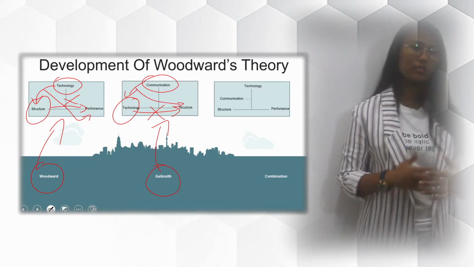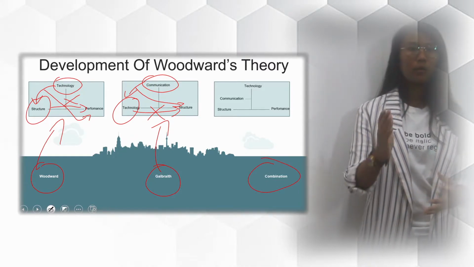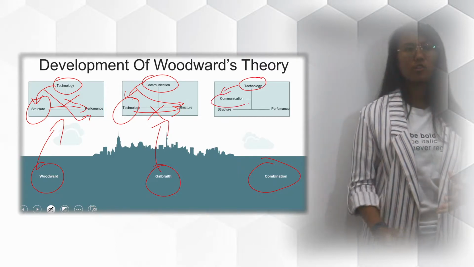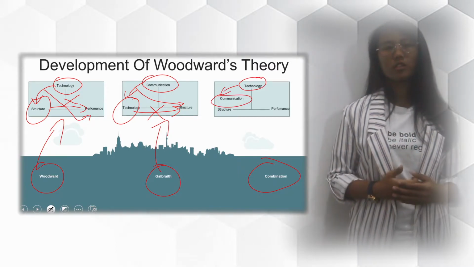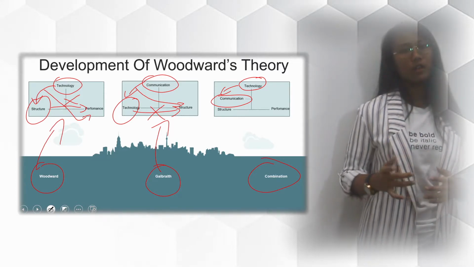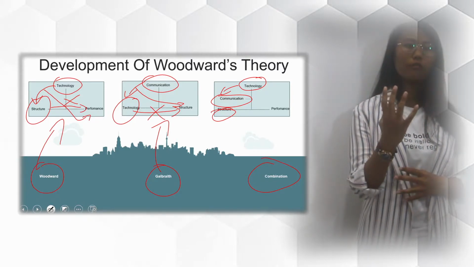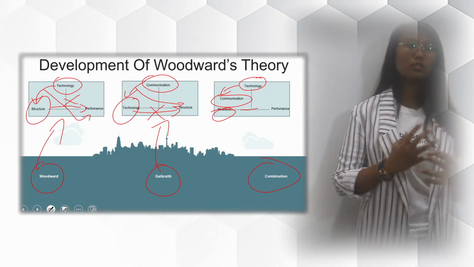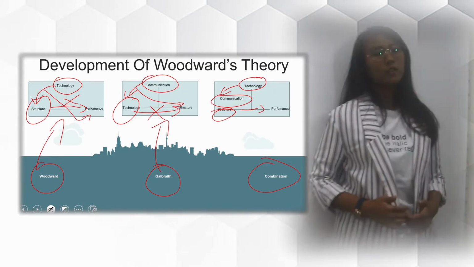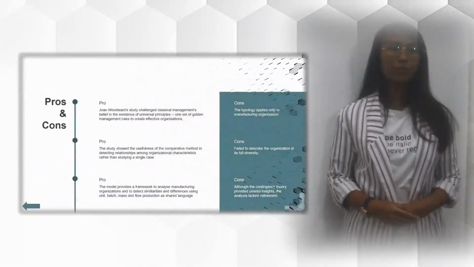Brawijaya is trying to combine the two theories, so it becomes like this. The complexity of technology can affect the demand of communication. If the technology is more complex, the demand of communication increases. Because of that, it can affect the complexity of structure, and because of all these relations, it can affect the performance. The pros and cons of Woodward's typology.